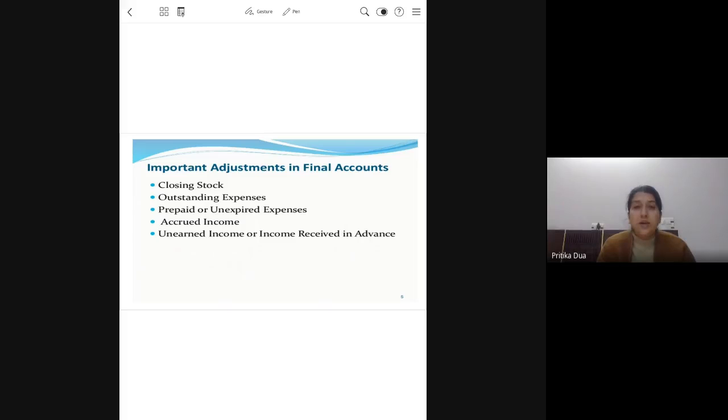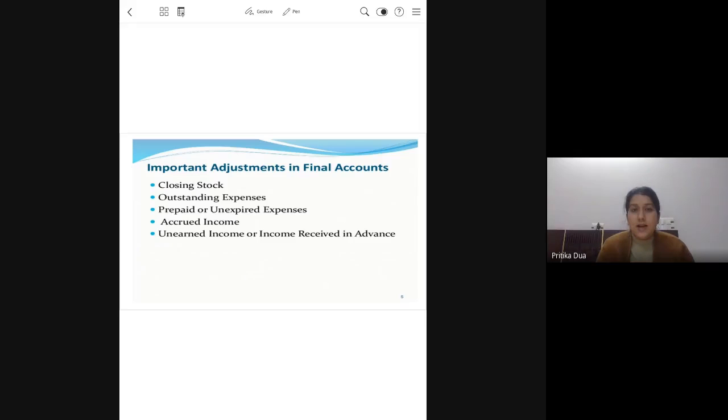Three steps in a chronological order, in a proper sequence. We first prepare the trading account, calculate the gross profit or the gross loss. Either of the two, whichever is the balancing figure, is then transferred to the profit and loss account.